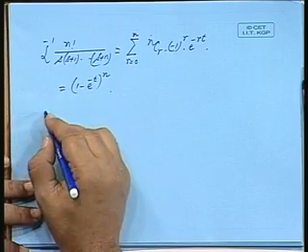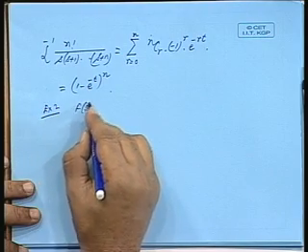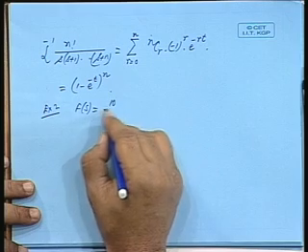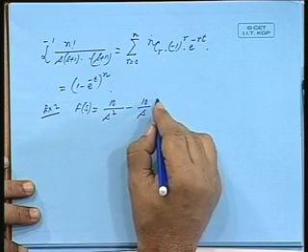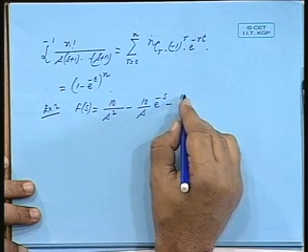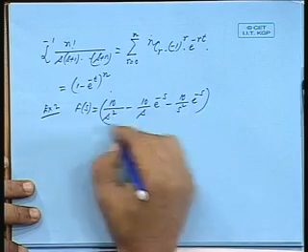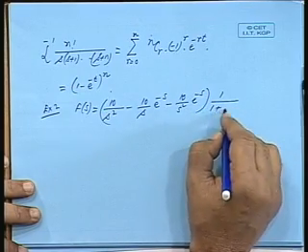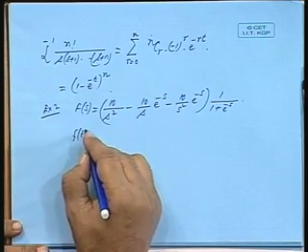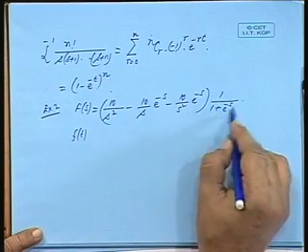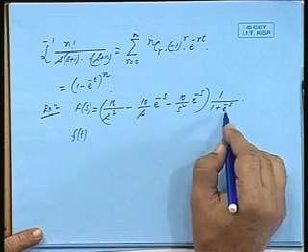There is a function given, F(s) equal to 10 by s squared minus 10 by s into e to the power minus s minus 10 by s squared into e to the power minus s, whole thing divided by 1 plus e to the power minus s. What will be f(t) like? Whenever you come across terms like this, it signifies basically a periodic function.